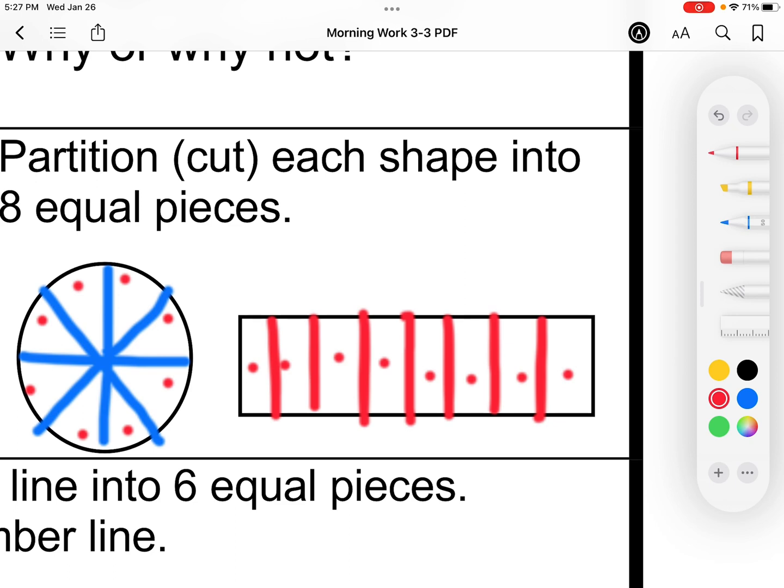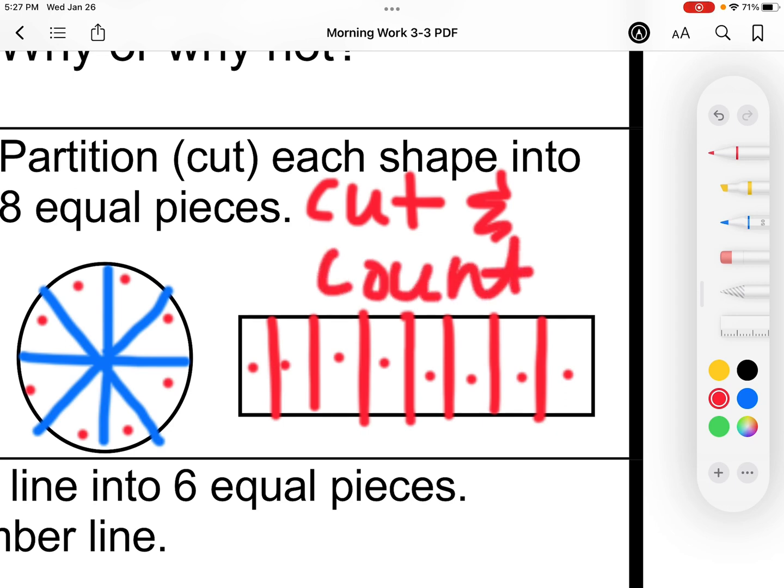So I would always cut and count, because if you don't count, you might actually have missed a slice and have a different number.